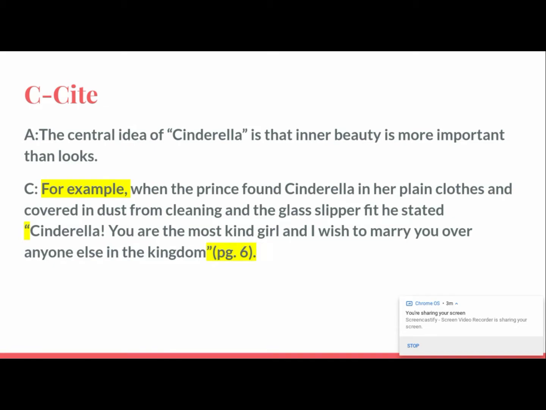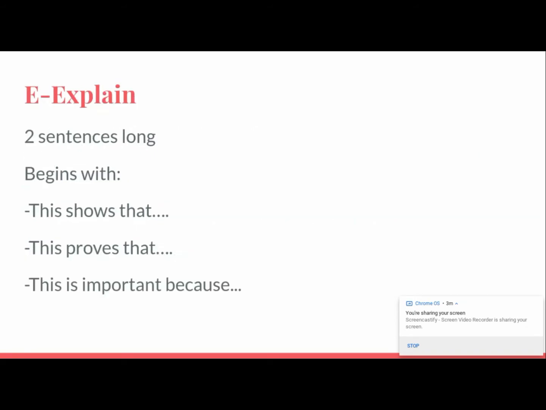Did he care if she was the most rich? No, because clearly she was covered in dust and she was cleaning, but her inner beauty was more important than her looks. So this example, this C, proves what I was trying to say. Okay. Now, E. E is explain.